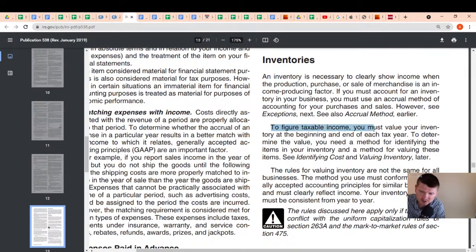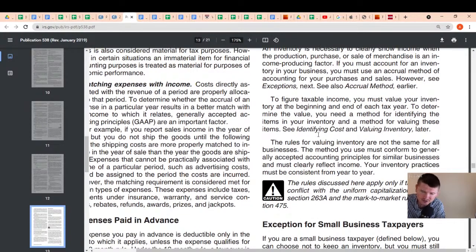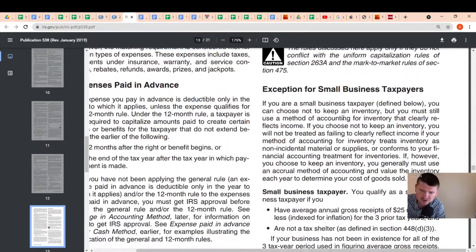To figure taxable income, you must value your inventory at the beginning and end of each tax year. To determine the value, you need a method for identifying the items in your inventory and a method for valuing these items. The rules for valuing inventory are not the same for all businesses. Okay, so you must have rules to value the inventory. But let's see what the exceptions are.